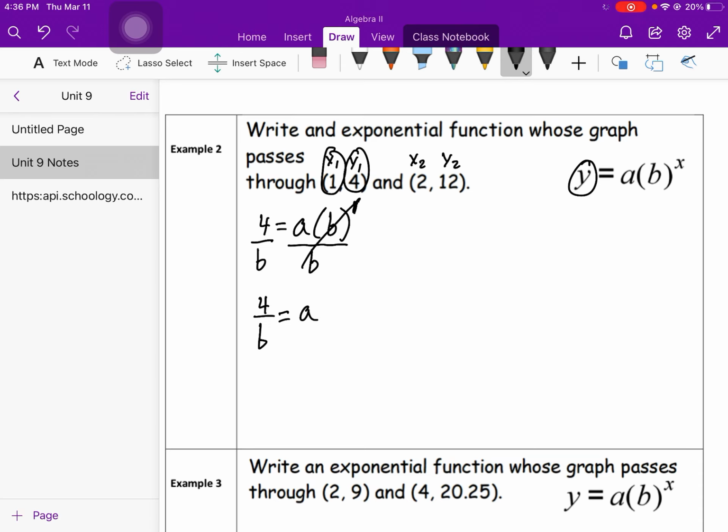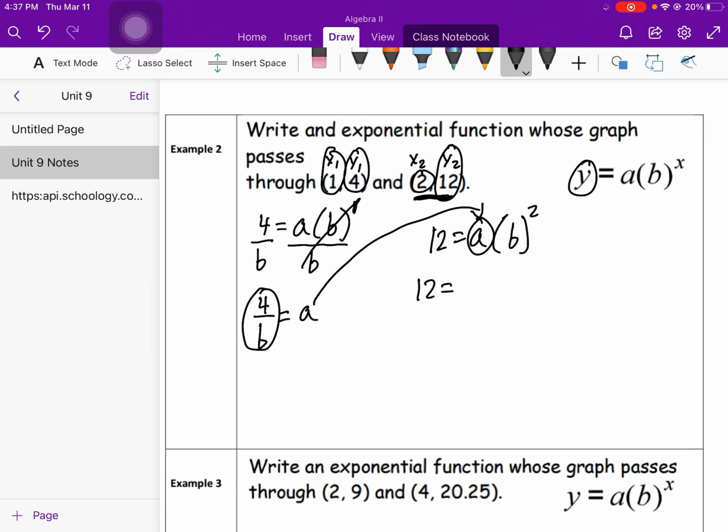Then I'm going to repeat this process, but now I'm going to use the other coordinates that I'm given right here. So the y coordinate is 12, A, B, but now I'm going to use 2 for the exponent. The thing is, I can replace this A here with this A, because I know what it equals. So I'm going to get 12 equals, I'm taking what A equals, 4/b, times b squared. I just substituted this out. Because now I don't have an A in the equation anymore, I just have a single b, and we can always solve once it's a single variable.